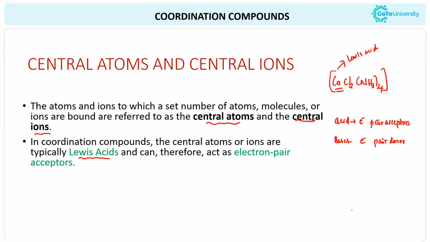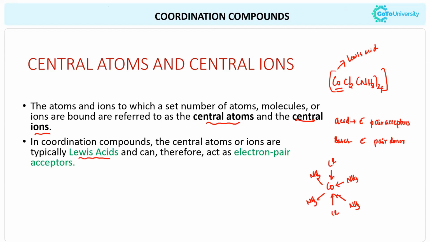Now, how are they producing the bond? Usually the central metal atom is surrounded by the ligands, right? Here we have 2 chlorine atoms and 4 ammonia, so in total we have 6. How are these bonds produced? The chlorine and ammonia donate their electron pair to the cobalt for the formation of these bonds. So we can see there are 4 ammonia molecules and 2 chlorine atoms, and all these bonds are coordinate bonds.